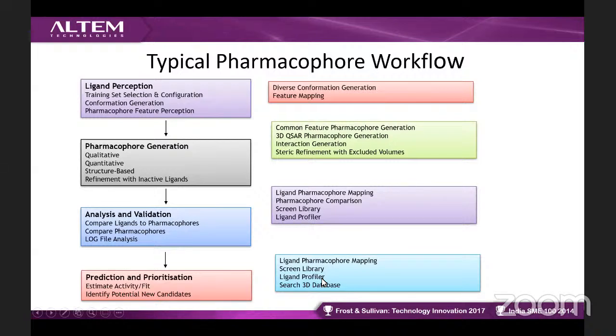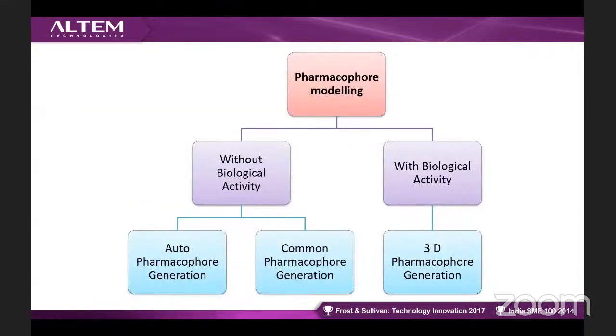So what is basically required for this? You should have ligands, and you should have a pharmacophore that could be qualitative, quantitative, or structure-based. Any one pharmacophore should be there for you to identify the activity or predicted activity for your molecule. So now let us brief into the pharmacophore modeling. If you know the biological activity value, you can go for 3D QSAR pharmacophore. If you don't know the biological activity value, you can go for auto pharmacophore generation or common feature pharmacophore generation.